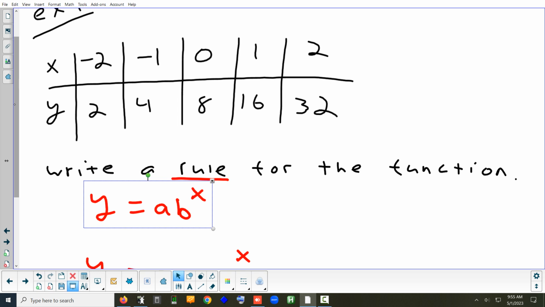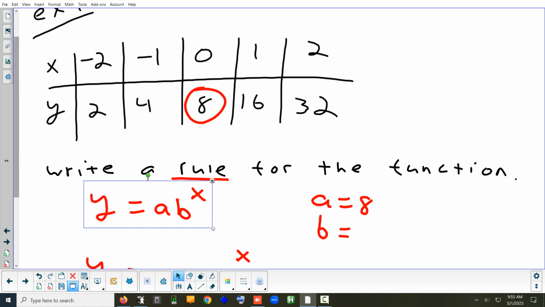So looking at that table, Mia, what's the y value in that table when x is 0? 8. No. It's always the number that's below 0. That's the a value. Okay, so I'm just going to put that off to the side. A is 8.